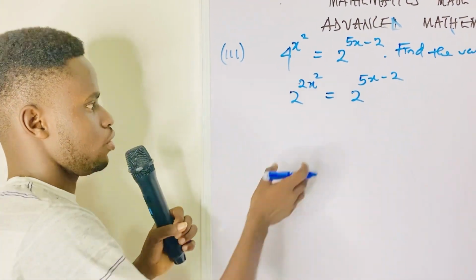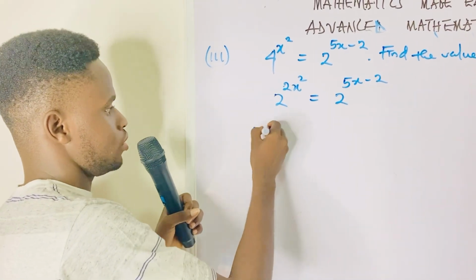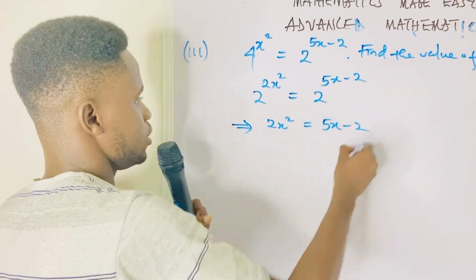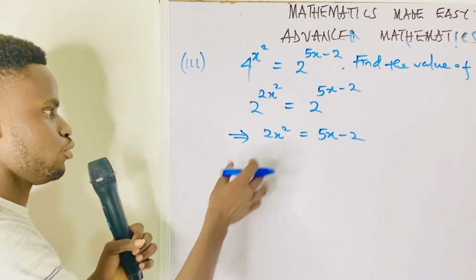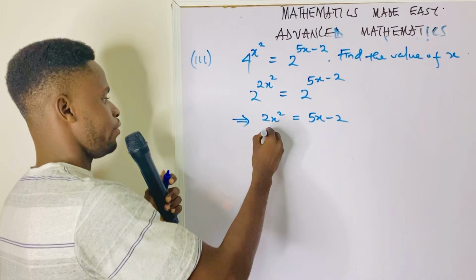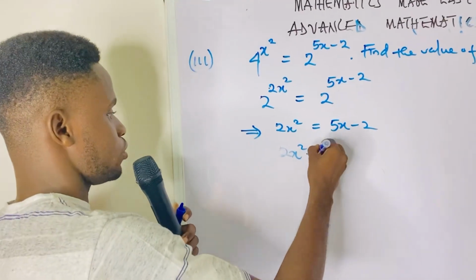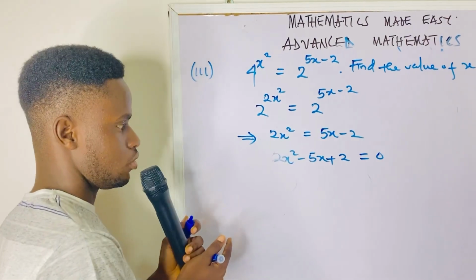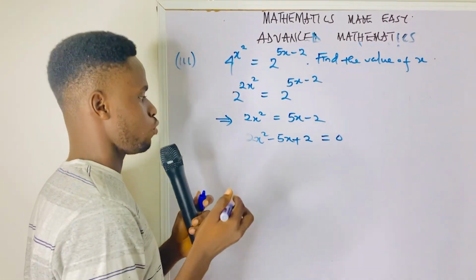And you can see that now, they are of the same base. So what was the principle? You equate the powers if they are of the same base. If they are not of the same base, you can't equate the powers; they must be of the same base. So we are having 2s squared, this one crossing, minus 5s plus 2, equals 0. So it has resolved to a quadratic equation.